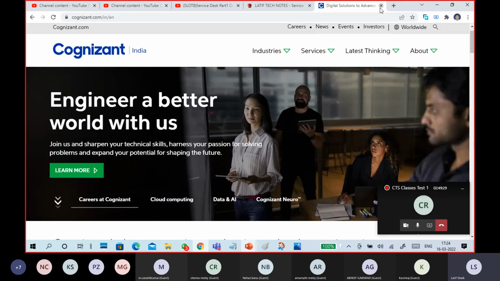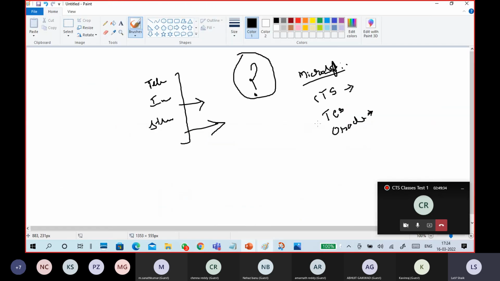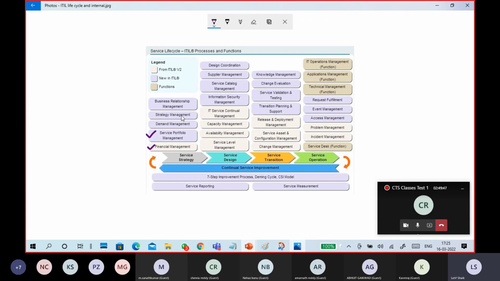Second, when you are in IT, you must have an idea of the different types of IT services. Understand, guys? Yes, sir. So, what is the service portfolio, the different services?